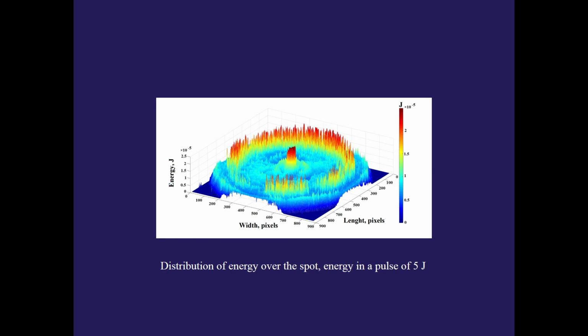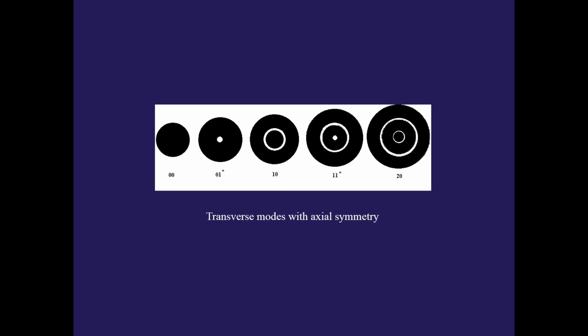So after that, we can easily build a three-dimensional graph that will show us the real energy distribution over the spot. It should be noted that the proposed model also allows determining the type of transverse modes with axial symmetry in the laser pulse. The first number means the number of intensity minima along the radius of the cross-section. The second is equal to half the number of intensity minima in the azimuthal direction.